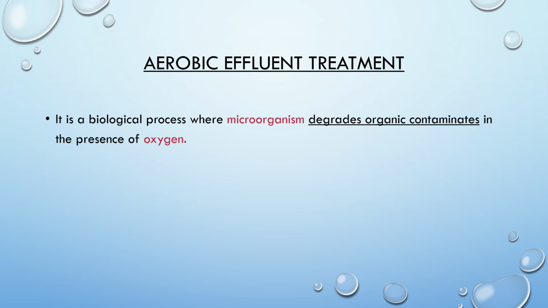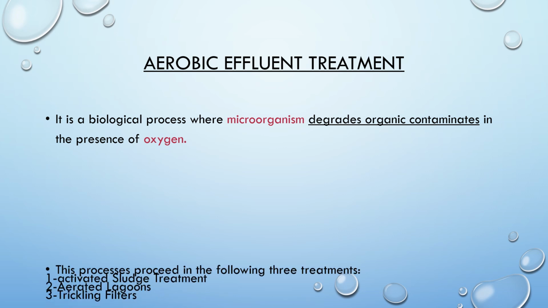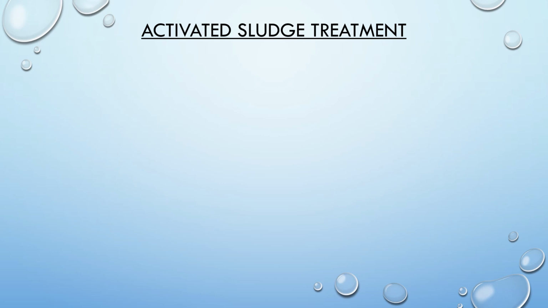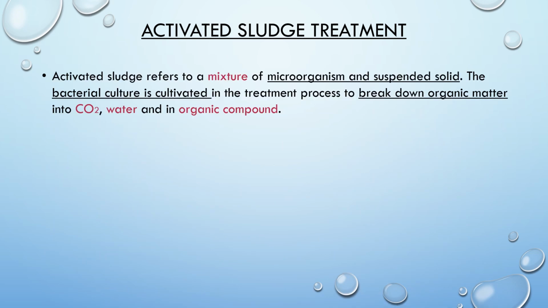In this process, the microorganisms degrade organic contaminants in the presence of oxygen. This process further proceeds into the following three treatments: activated sludge treatment, aerated lagoons, and trickling filters. The first one is activated sludge treatment. Activated sludge treatment is nothing but a mixture of microorganisms and suspended solids.